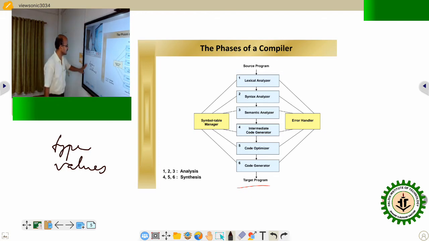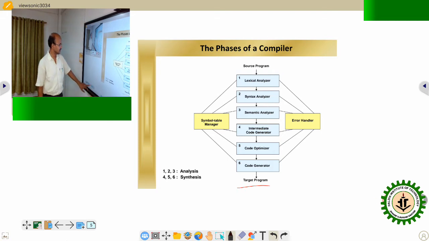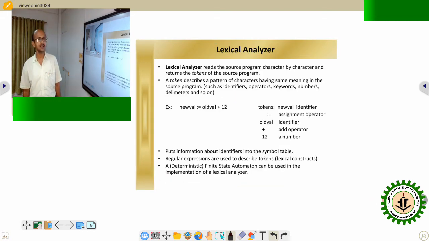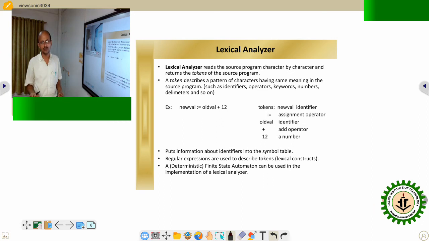Now we will discuss the different phases one by one. First of all, the lexical analysis. As the name suggests, it identifies a number of lexemes. So what is a lexeme? A lexeme is any meaningful pattern, the smallest meaningful part of the program.